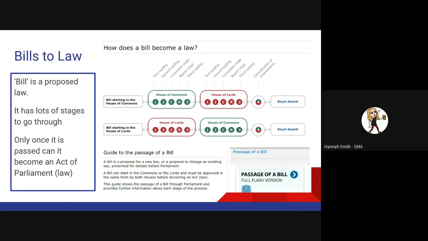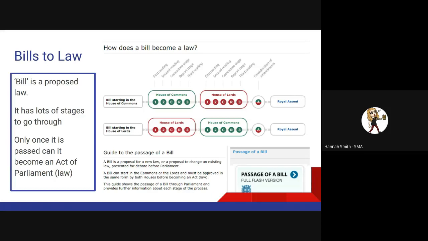You'll see a bit there that says amendments. That's the making changes Lords and Commons do. Royal assent is when the Queen officially makes this law. Now, the Queen effectively is rubber stamping the law. She's never actually turned down a law her government present to her.